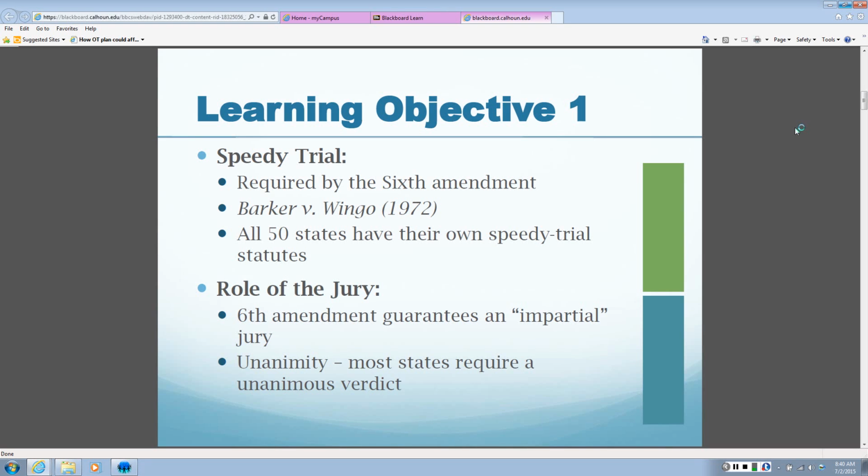So, when you look at our system in light of some of the other systems closer to us, we still have a really excellent criminal justice system.